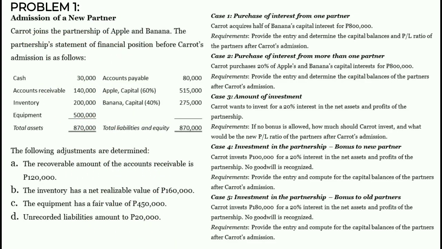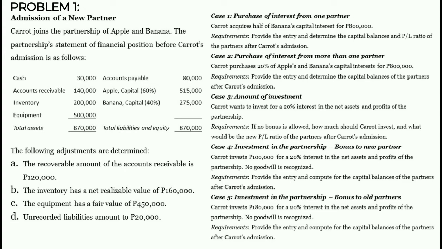Problem number 1, admission of a new partner. Carrot joins the partnership of Apple and Banana. The partnership's statement of financial position before Carrot's admission is as follows. Cash, 30,000 pesos. Accounts receivable, 140,000 pesos. Inventory, 200,000 pesos. Equipment, 500,000 pesos. All in all, the total assets amount to 870,000 pesos.